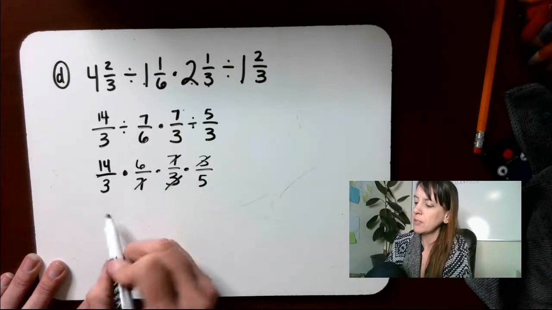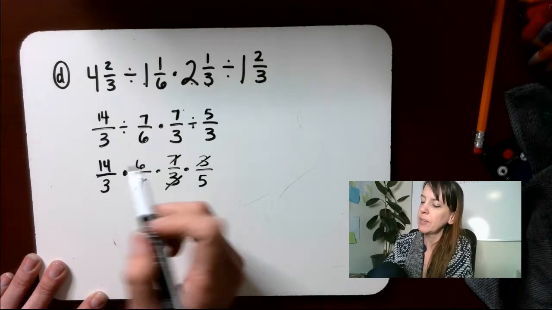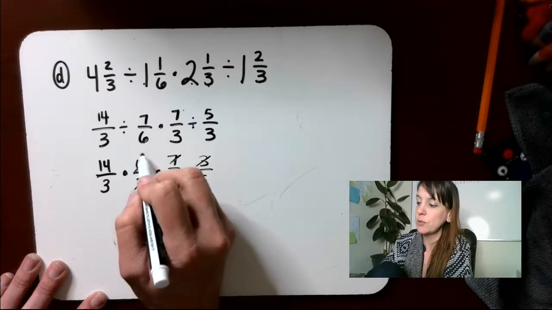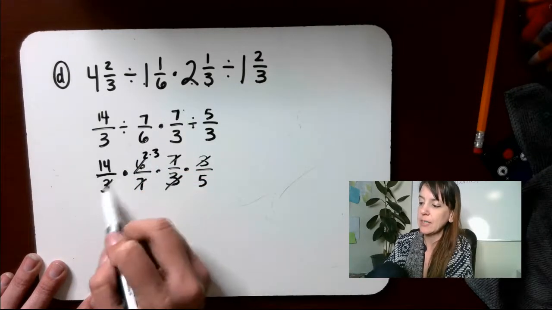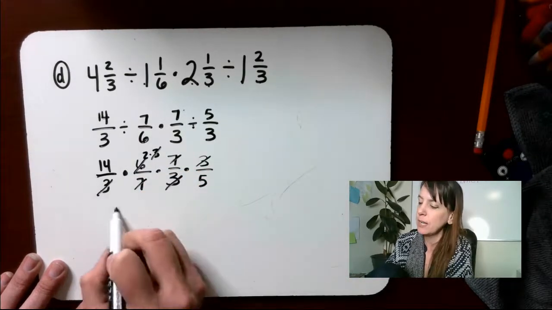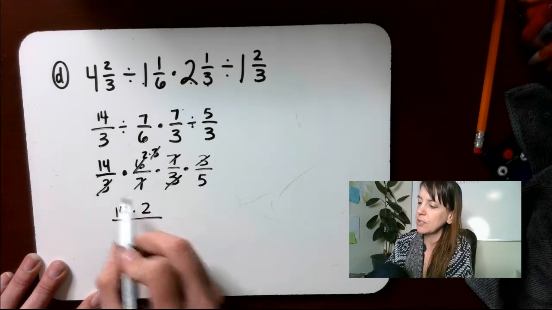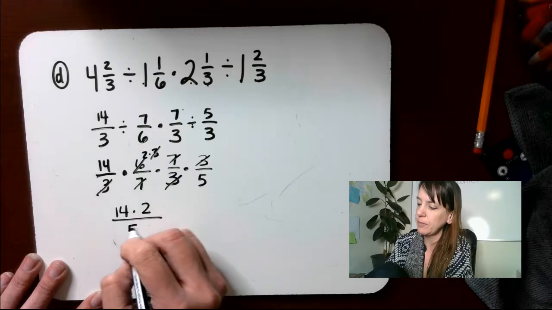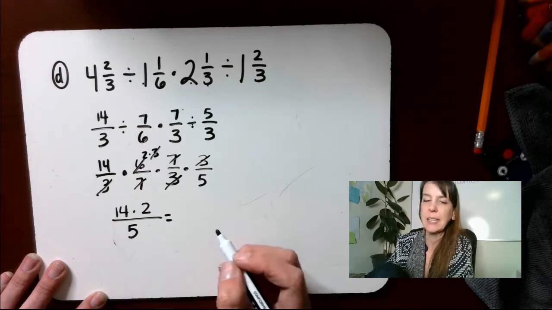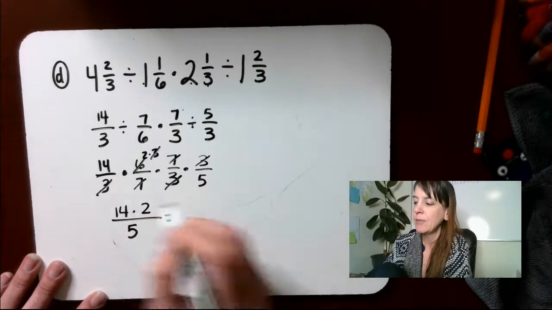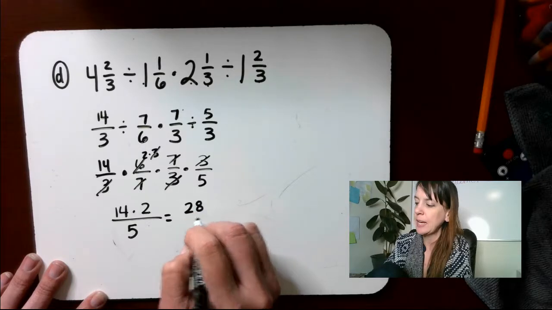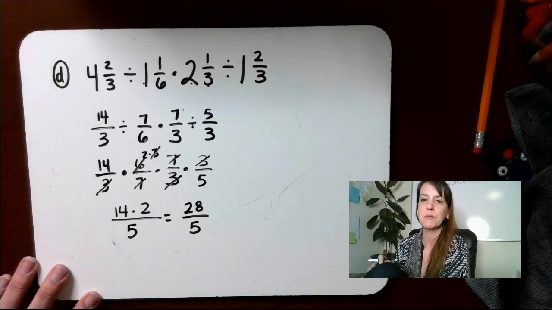So what I have upstairs is 4, oh wait, I have 6, right? That's 2 times 3. Now I can cancel out this 3, okay? So upstairs I have 14 times 2, and downstairs I have all these 1s and then a 5. I don't see anything else that I can cancel out, so 14 times 2 gives me 28 over 5.